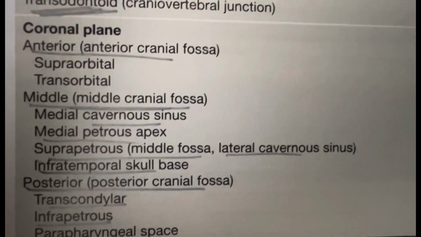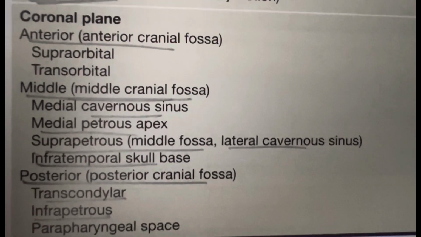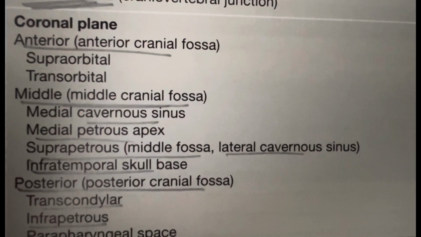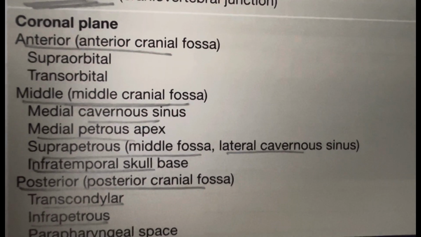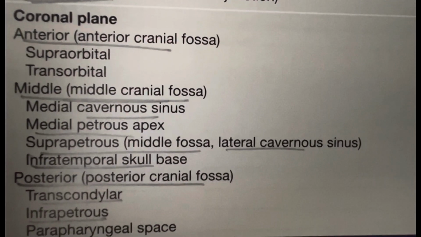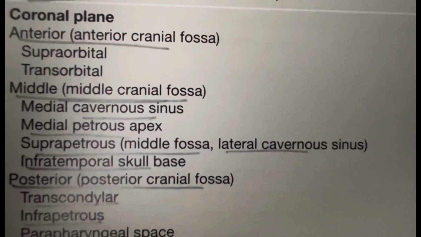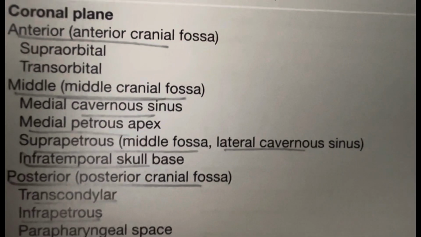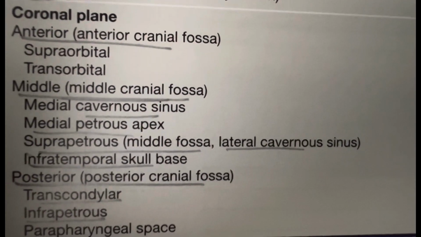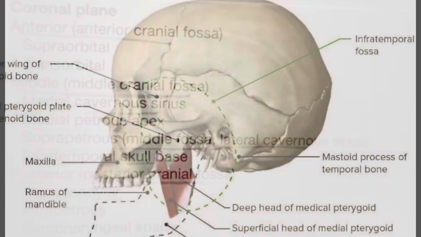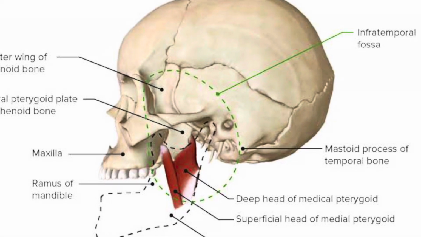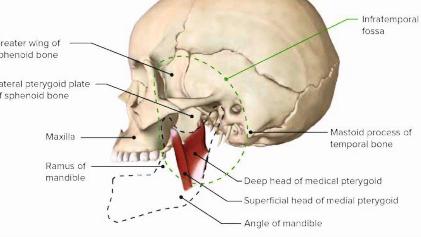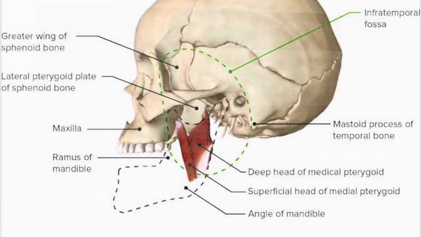Now, coronal approaches are according to the anterior cranial fossa, middle cranial fossa, and the posterior cranial fossa. Anterior cranial fossa approaches are supraorbital and transorbital. Middle cranial fossa approaches are the medial cavernous approach, medial petrous approach, suprapetrous approach, and infratemporal skull base approaches. And posterior cranial fossa approaches are transcondylar, infrapetrous, and parapharyngeal space approaches.